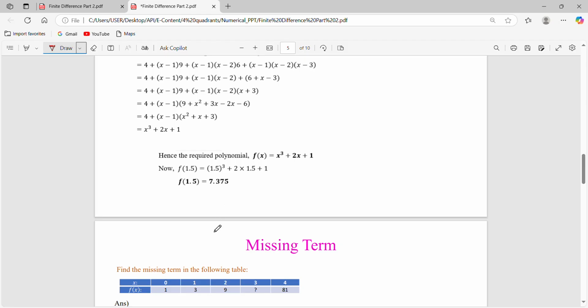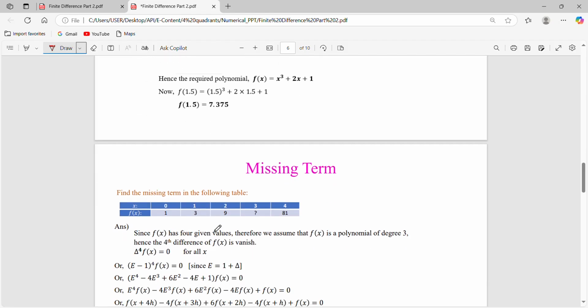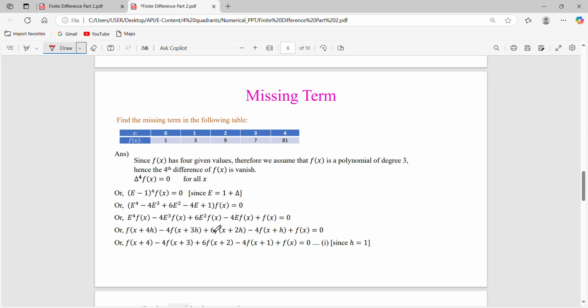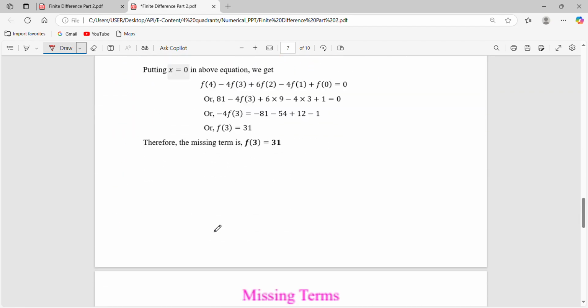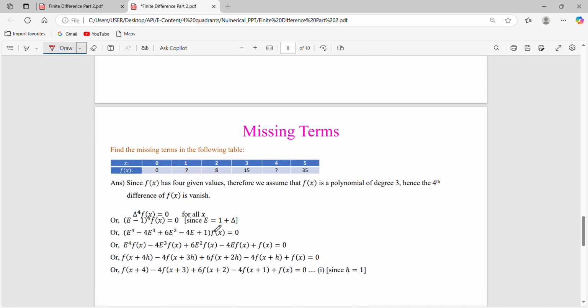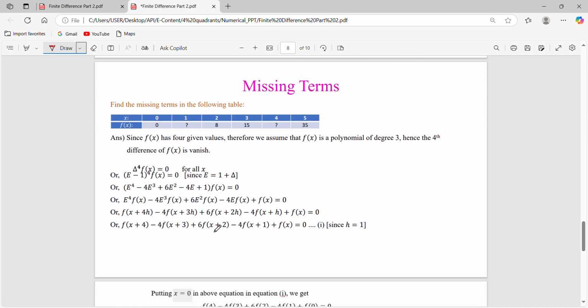Next is missing term. What is a missing term? Whenever we are going to find the missing terms, one value will be missing and we have to find out the corresponding missing frequency. Here is the missing frequency. So now the question is how do you find this value?